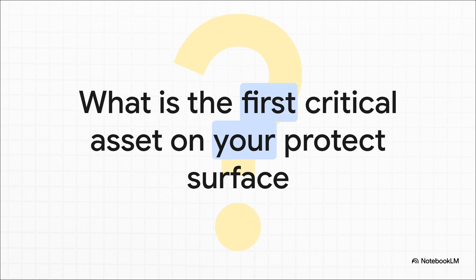So, I'll leave you with this question. You now have the map from the Cloud Security Alliance guide. You know the key landmarks. Your journey from a cool concept to a concrete plan has to start with a single step. So, what is it going to be? What's the very first, most critical asset you're going to place at the center of your very first Protect surface?